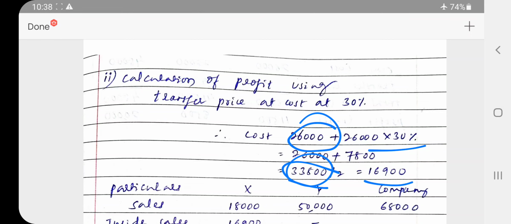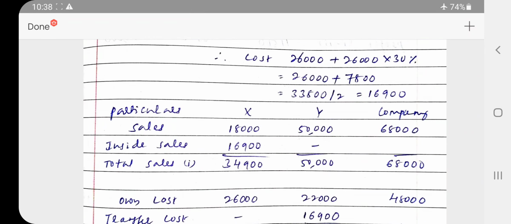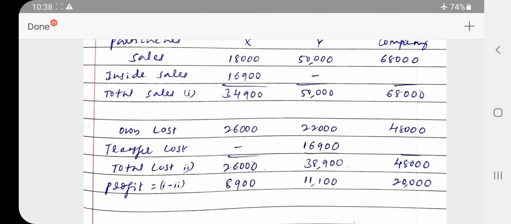This you can take as inside sales. So sales, you know that 18,000 and 50,000, total 68,000 you will get. Inside sales, as you know, 16,900, you can take. Total sales you will get 34,900, 50,000 for Y, and 68,000 for the company. And in the same way as we have done in the previous situation, own cost is 26,000 for X, for Y division 22,000, total for the company 48,000.